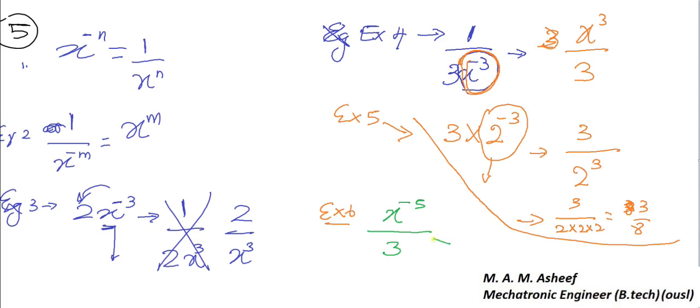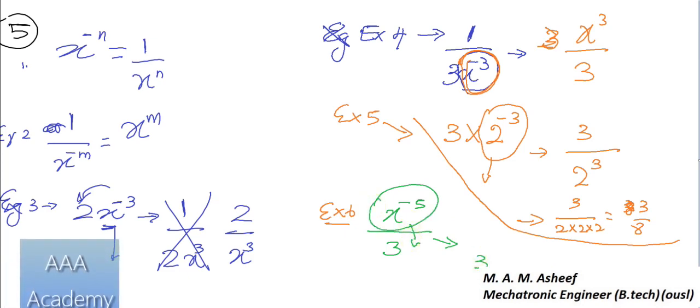If it's something like x to the power minus 5 over 3, then this x to the power minus 5 will come down, so that will become 1 over 3x to the power 5. But if you write it like this, with the 3 in the denominator, since this one came down, you have to show that, so it is 1 over 3x to the power 5.